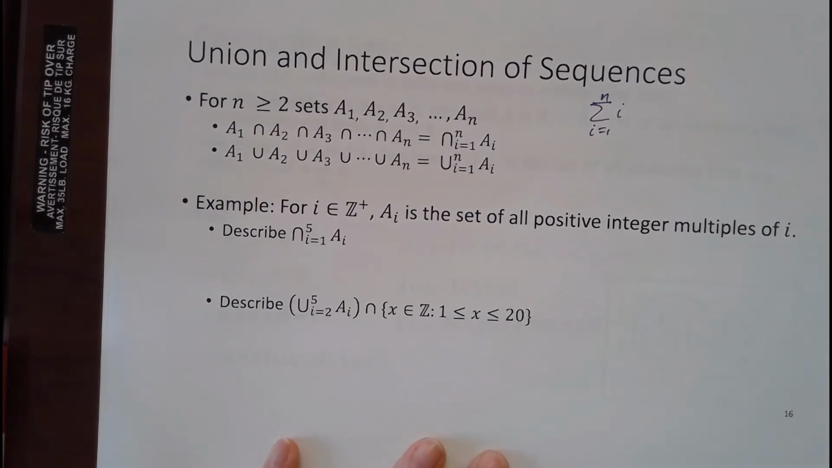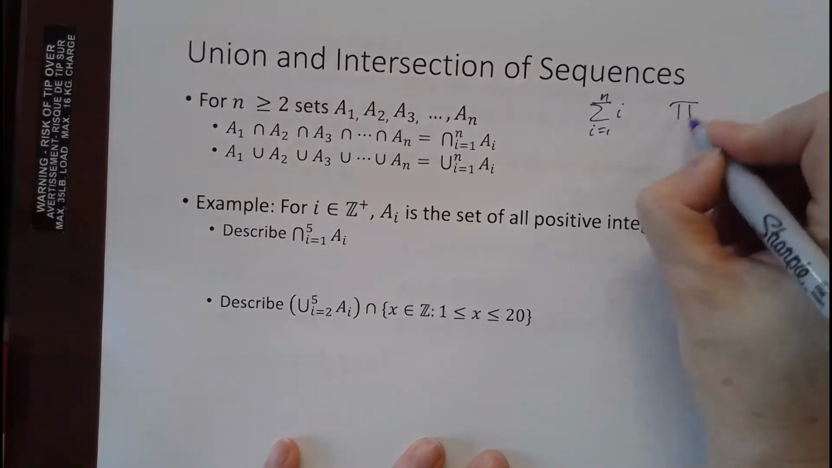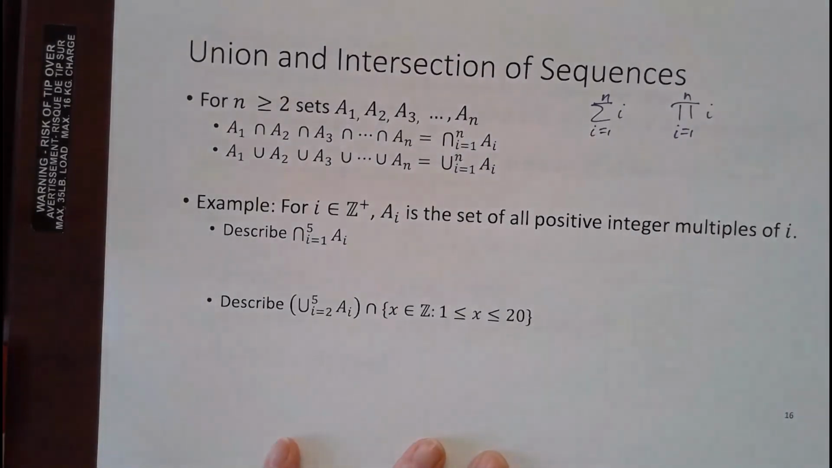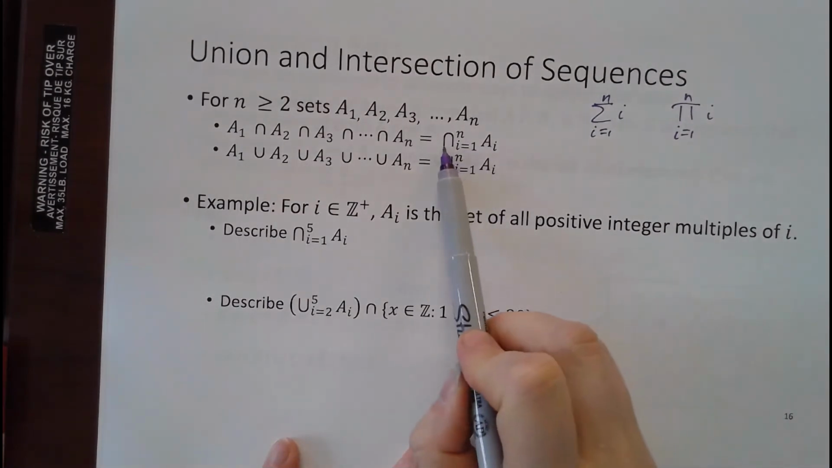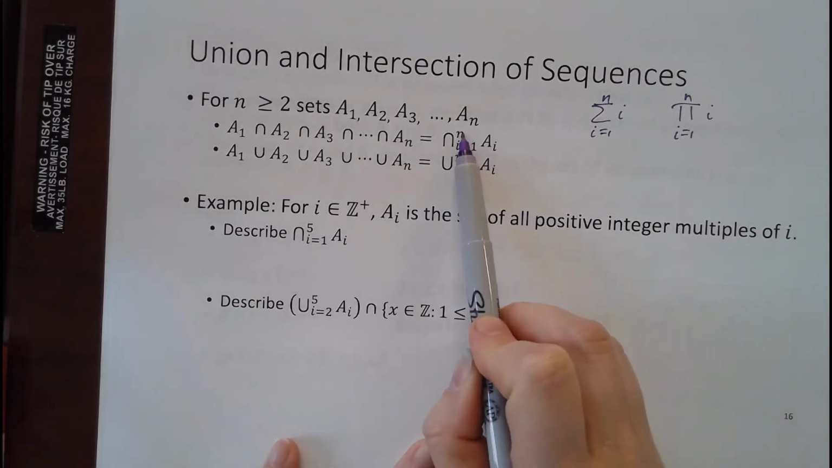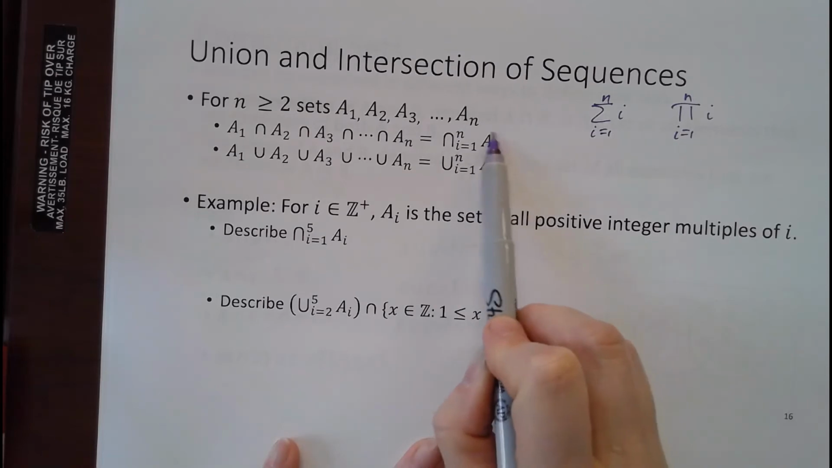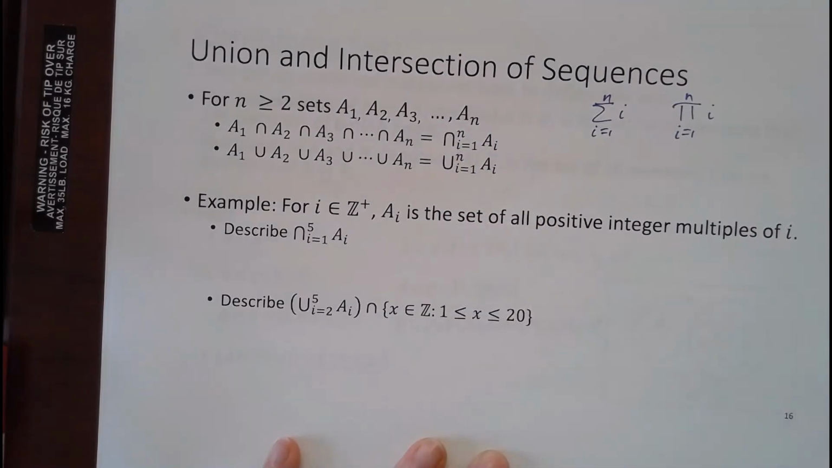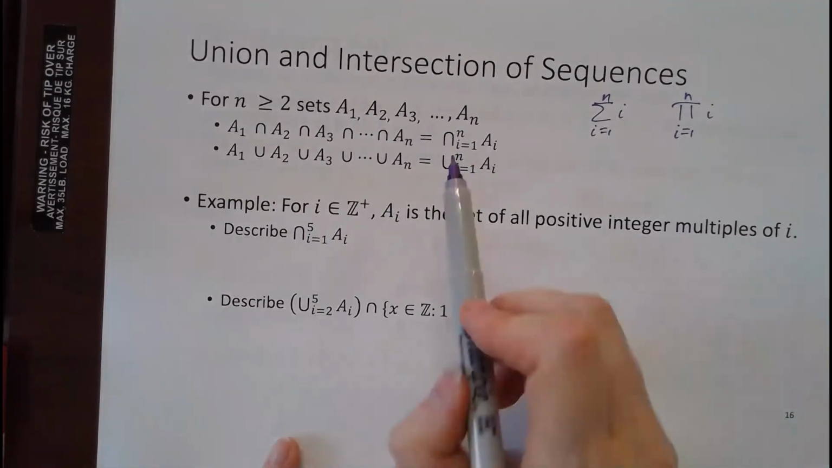Or you've probably seen product notation where you have the product from i equals 1 to n of whatever i. So you've seen that notation before, so this shouldn't feel too unfamiliar to you. So it's the same idea. So I've got an intersection from i starting at 1 going to n, and then I have some expression containing the index for this sequence of unions, or intersections or unions.